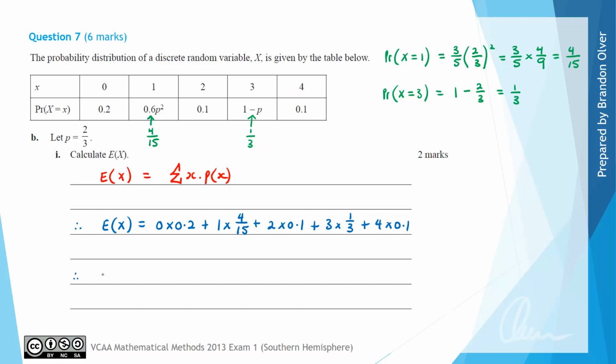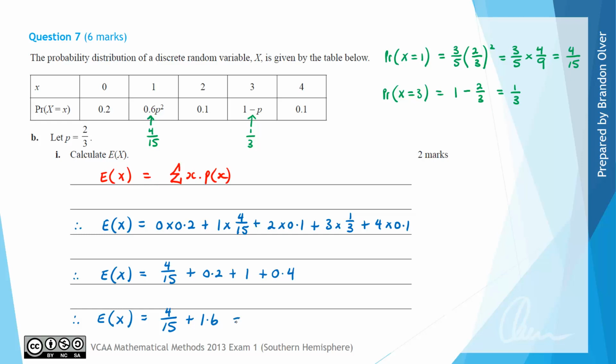So therefore, the expected value of x is going to equal, and 0 times 0.2 just leaves 0, and then we have 4 over 15 plus, and then we have 0.2 for our next term, plus 3 times 1/3 is simply 1, plus 4 times 0.1 is 0.4. So therefore, our expected value of x is going to equal 4 over 15 plus 1.6.